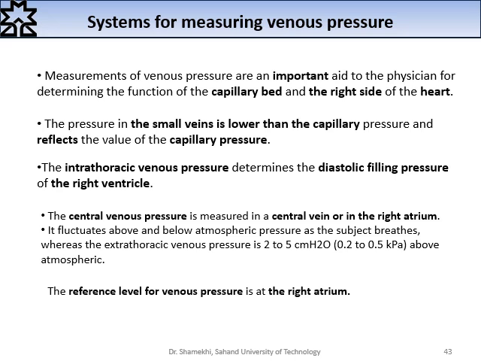Whereas the extra-thoracic venous pressure is 2 to 5 centimeter water above atmospheric. The reference level for venous pressure is at the right atrium. Remember that we need a reference level for the correct measurement anywhere inside our body. We should select a good reference level for good results in recording.